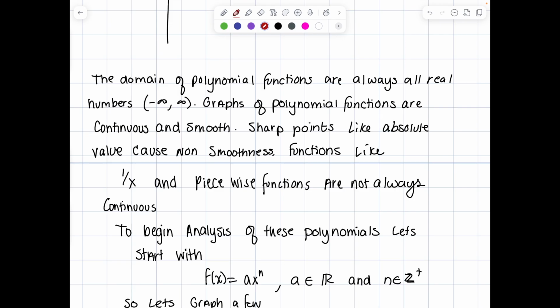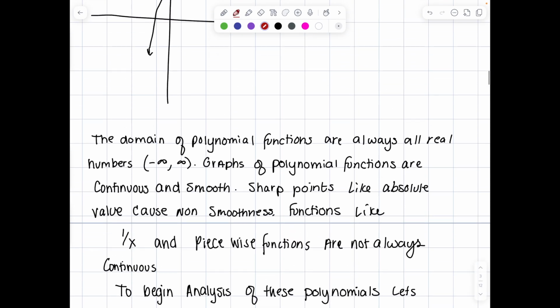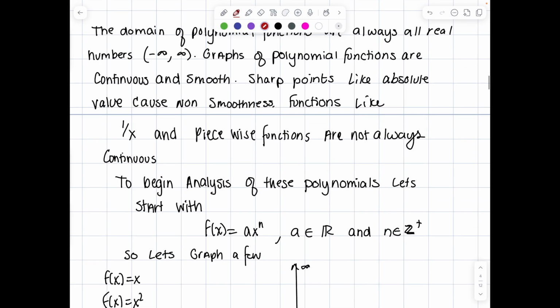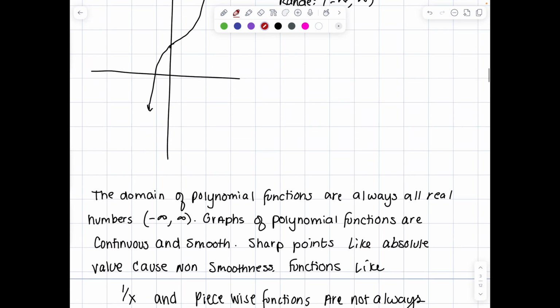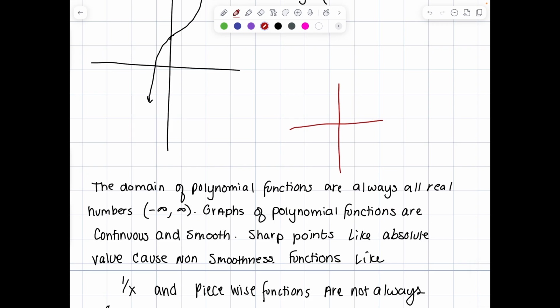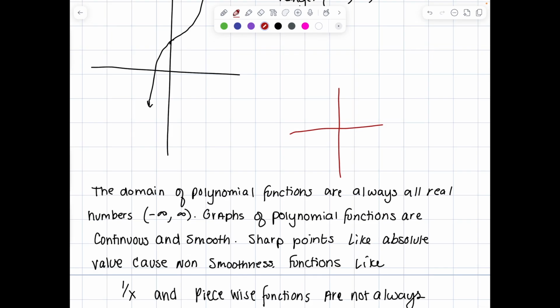Okay, so functions like 1 over x and piecewise functions, though, are not always continuous. And by continuous, I mean at any point of your function, you can always travel along the curve with your finger, and you never have to lift up and move to something else. So, for example, for a continuous curve, if I were to draw, say, x squared, let's start over here, I go down, and I go back up. So I don't really have to worry about that.